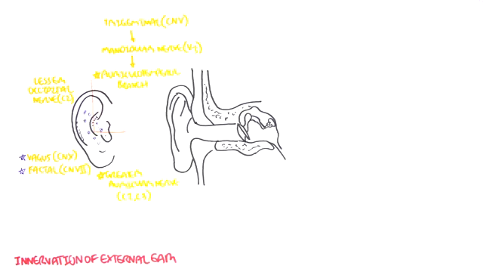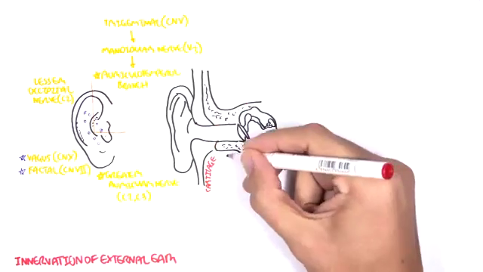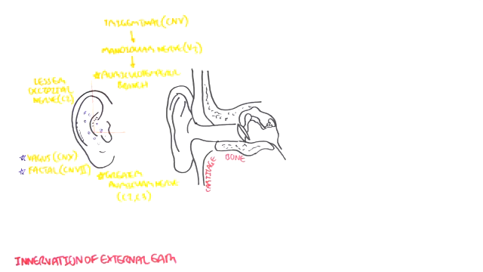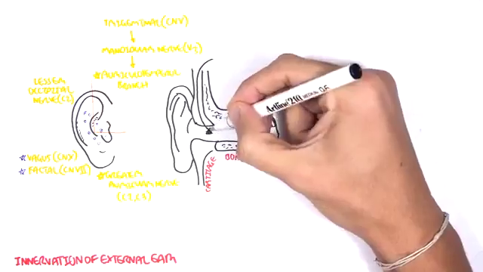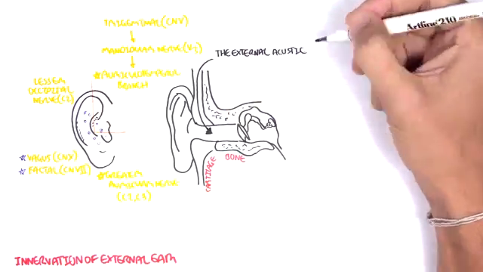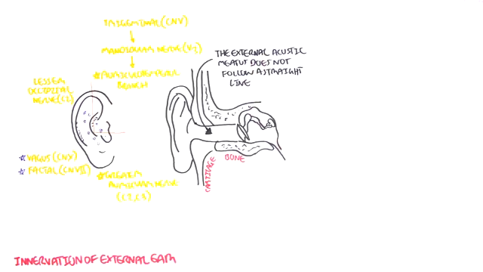Recapping, on the external acoustic meatus, the lateral 2/3, so the outer 2/3 of the external acoustic meatus is mainly made up of cartilage or surrounded by cartilage, whereas the medial 1/3 is bone. The external acoustic meatus does not follow a straight line as well, so you must pull the ear a certain way in order to examine the external ear properly.